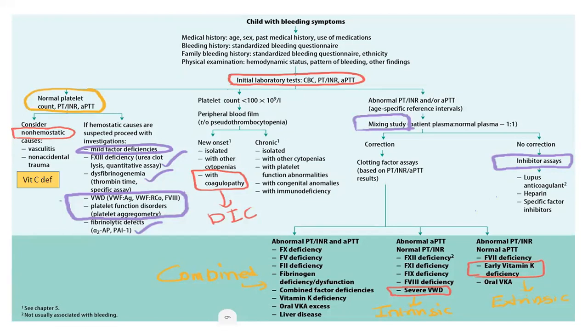So these are the 4 common things you need to consider when you have a normal platelet count, PT, APTT, but the child has significant bleeding: factor 13, fibrinogen defects, factor 8 defects, platelet function disorders. So always think of these 4 conditions when you have an all-normal initial workup. For this, what are you going to send now? When you have normal PT, APTT, and platelet count, what are the assays you have to do now?